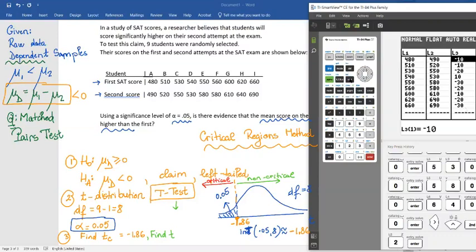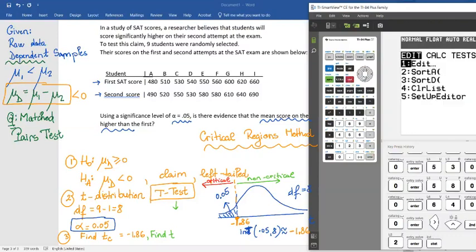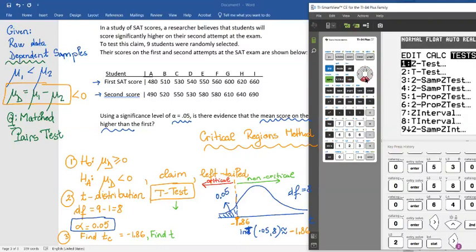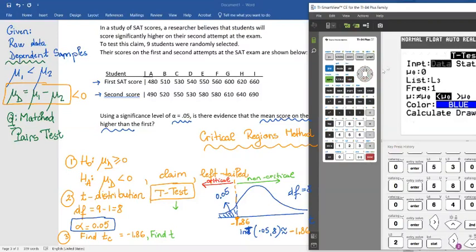Okay, let's go back to stats. We have this in list 3. We'll go to the t-test, which is option 2. Hit enter, and mu sub 0 will be 0 for our class. For these problems, it will be 0. And then L3 is where we have the differences. We are doing a left-tailed test, so this is the option we pick here. Scroll down and hit calculate.